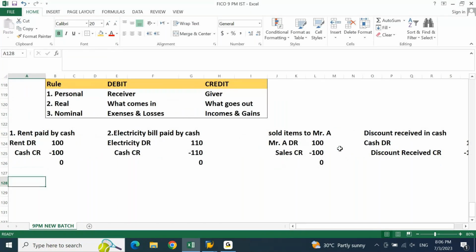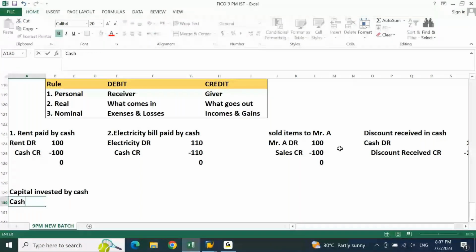Let's say I put something called capital invested by cash. If I put capital invested by cash, cash account debit to capital account. Okay, let me take this also. I'm just taking an amount for understanding purposes, to make sure debit and credit become 0, nothing beyond that.